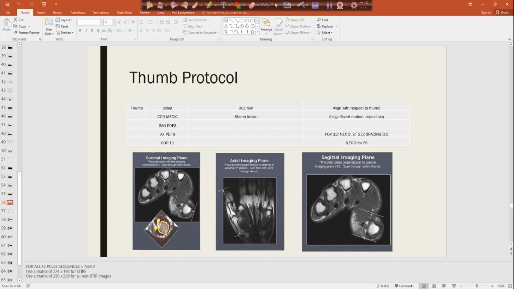And then here's your thumb protocol. So when you have a PA hand, how does your thumb naturally sit? Oblique. On an X-ray, oblique, right? Then you usually have to angle your hand like this for a lateral, and then you have to do this whole thing for an AP, right? So we know our thumb naturally sits at an angle, so we need to think about that in all three directions.